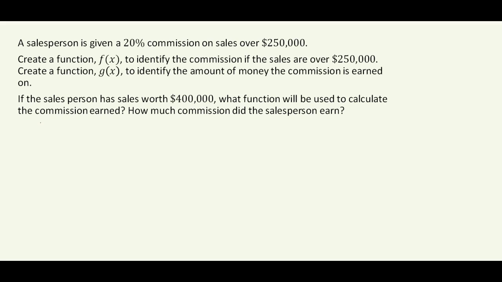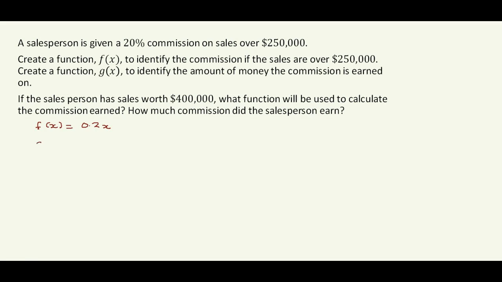So f of x, the commission is earned on sales over 250,000, but the commission percent is 20%, so this is going to be 0.2x, where x is the amount of money the commission can be earned on.